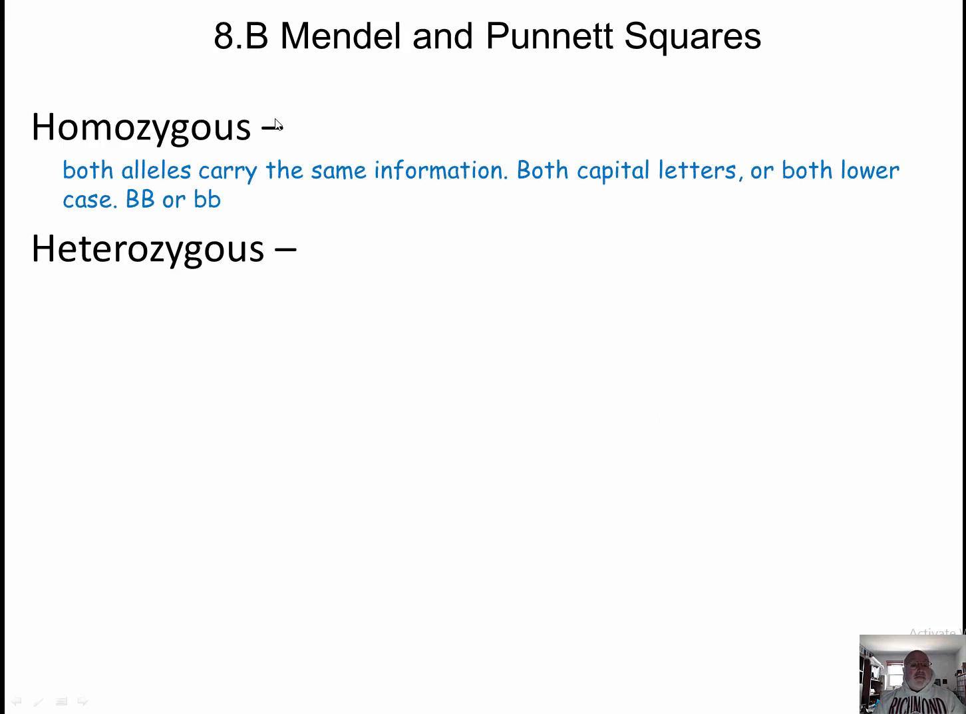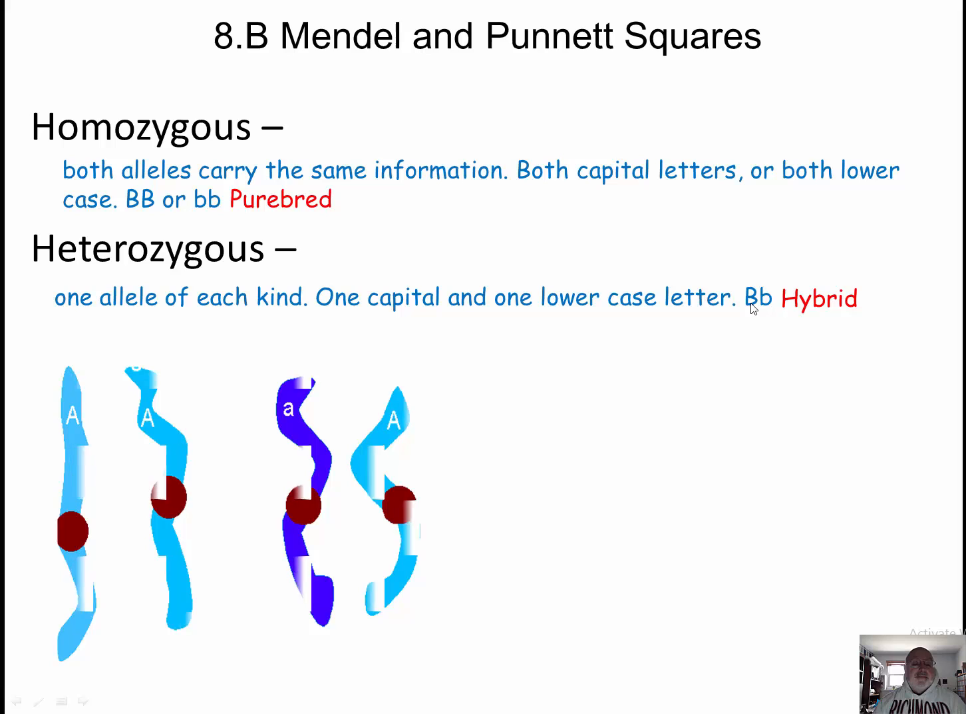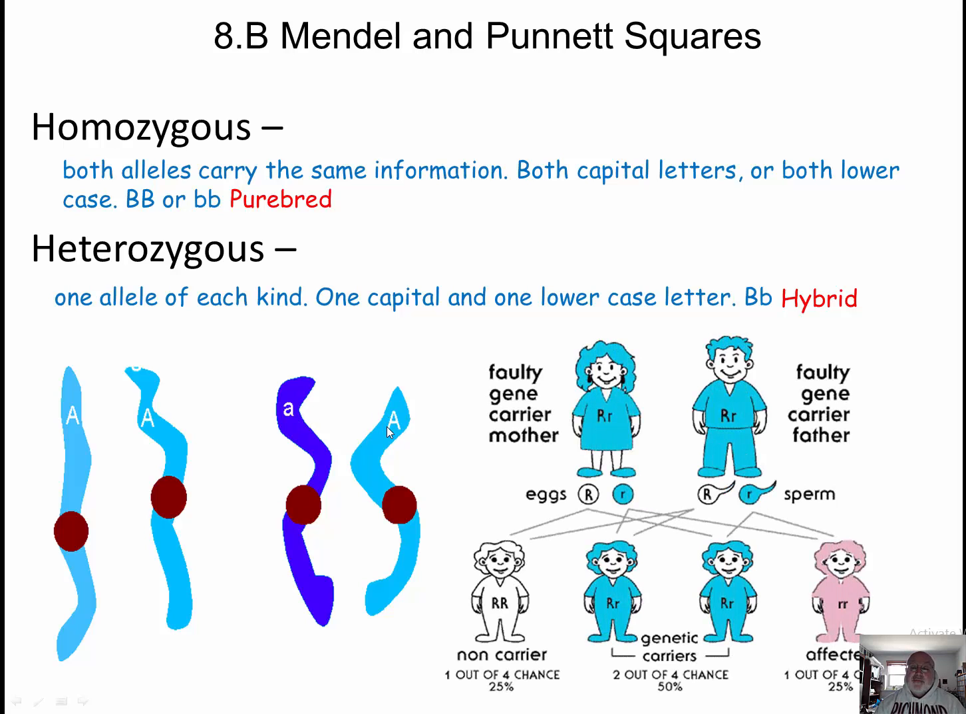Homozygous means both alleles are the same information. They can be either dominant or recessive, and they're also called purebreds. Heterozygous is one allele of one kind, one capital, one lowercase. Dominant's always written first. Those are called hybrids. This would be a dominant set of alleles on 2 sister chromatids, and this would be a non-homozygous pair. This would be heterozygous because we have one of each.